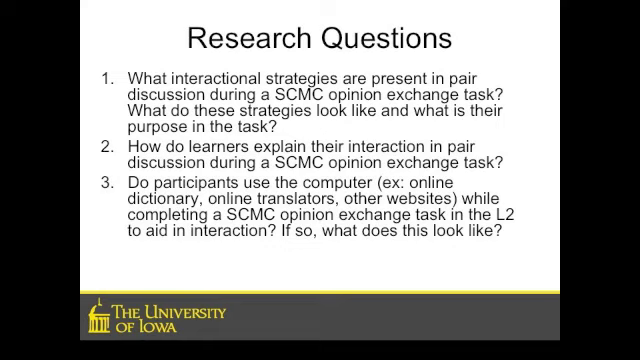The final research question is, do participants use the computer, for example, online dictionary, online translators, or other websites, while completing an SCMC opinion exchange task in the L2 to aid in interaction? If so, what does this look like?